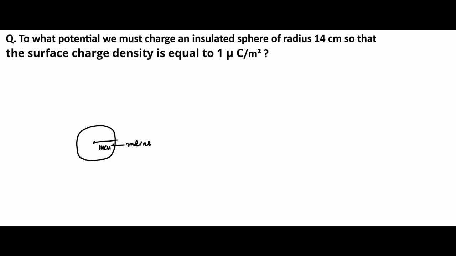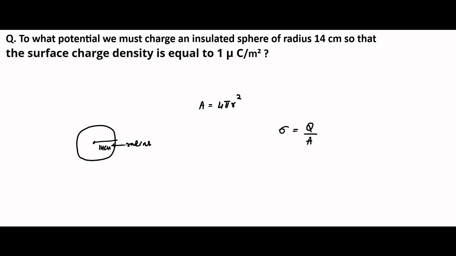Okay, so the surface area of the sphere is equal to 4 pi r square, and we know that the surface charge density is equal to the total charge divided by area. So here it has been asked to find out the potential of this sphere so that the surface charge density is equal to 1 microcoulomb per meter square.